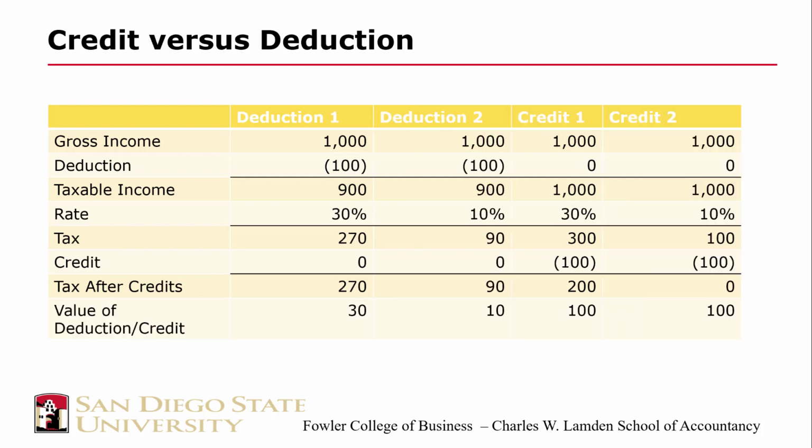Okay, so let's talk about why this matters and why sometimes we see credits in tax code and sometimes we see deductions. Let's look at deductions 1 and 2. It's the same scenario we just saw. Deduction 1 is identical. It's that $100 deduction at a 30% rate. Deduction 2 is the same $100, but in this case, the rate is much lower. So we've got a low income taxpayer, and you can see that that deduction only saves them $10, right? It doesn't save that. Oh, that should be $290, not $90.